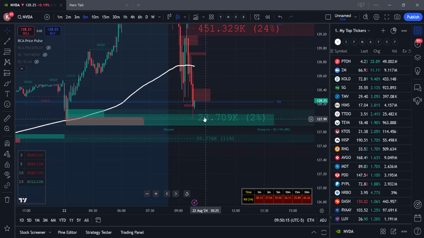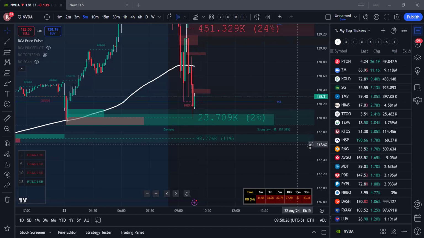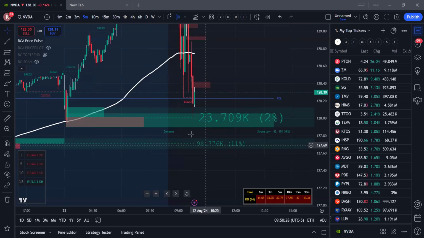Because there are some 23,000 buy orders. So it touched it and is trying to move. But if it comes here, that is the best opportunity, because there are much bigger buy orders here.